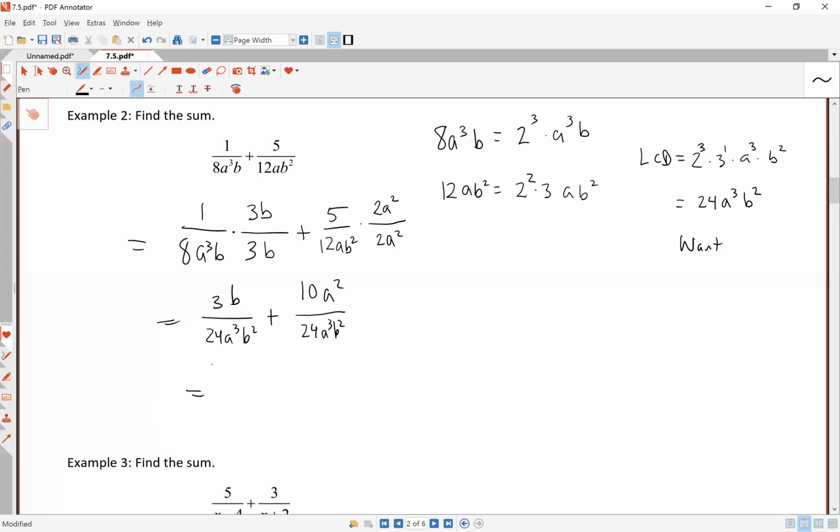Now our fractions are built up with the same denominator, so we add straight across the numerator, giving us 3b plus 10a squared divided by 24a cubed b squared. The numerators, nothing I can factor out of that. Therefore, there's nothing we can do to simplify this. There's our answer.